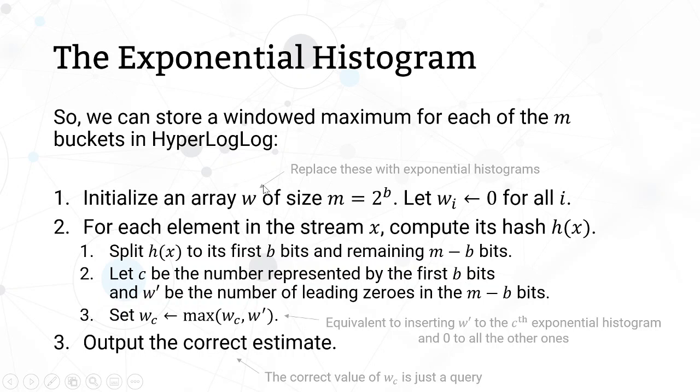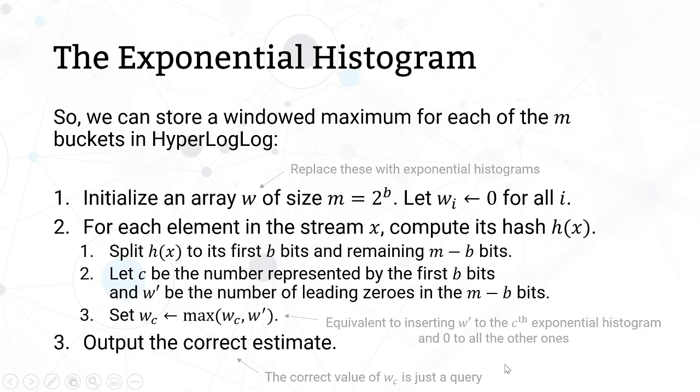And it's quite simple. We just replace this array W with these exponential histograms, and every time we insert something to the histogram, it's equivalent to this setting of WC to be the maximum of this thing. Because normally we don't want to just store the maximum, right? Because otherwise we'll have no way to remove things. So what we're doing is, instead of setting a WC, WC is actually itself an exponential histogram, and it's going to represent n things, and those are the values that we've seen in the past n iterations. And so when we insert something to this histogram, it's just the same as inserting W prime, which is the number of leading zeros, and then inserting 0 to all the other ones. And this is quite easy to see.